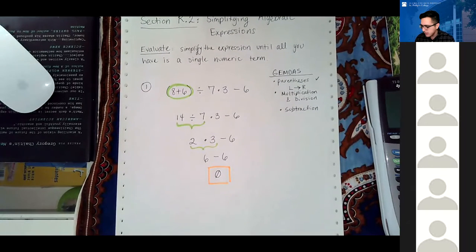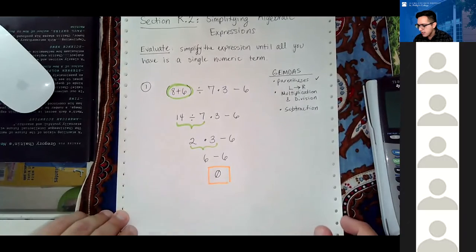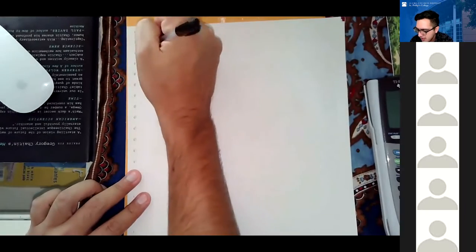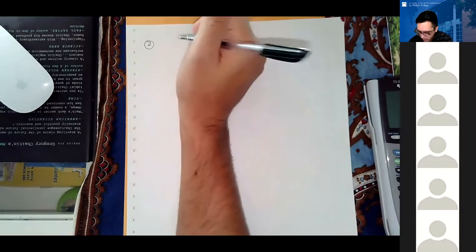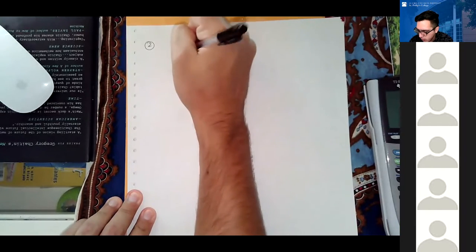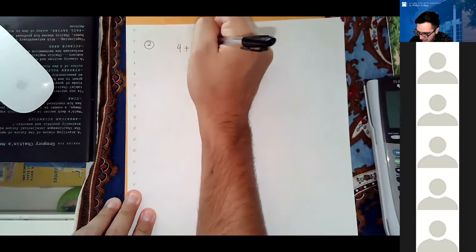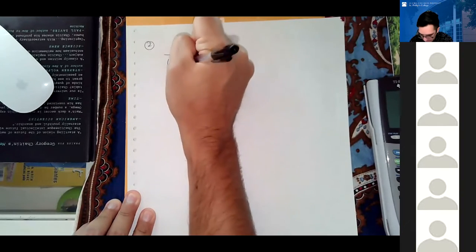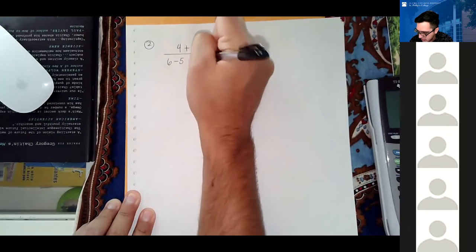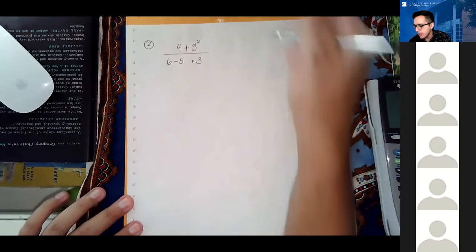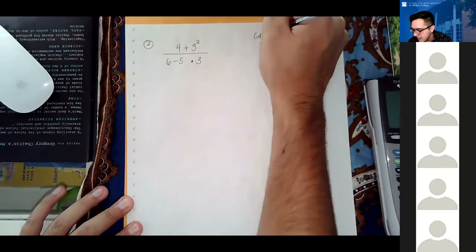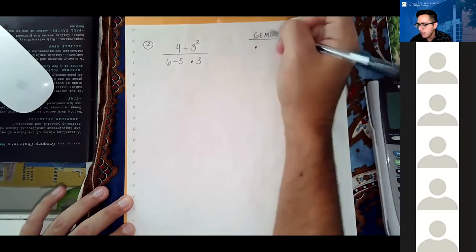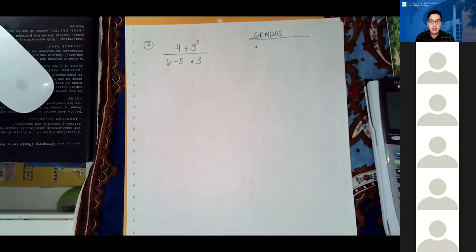Seem pretty straightforward. Okay. Well, let's take a look at another one. What if we had something that looked like 4 plus 3 squared all over 6 minus 5 times 3? Okay, I'm going to write GEMDOS just to guide us. And then let's come up with a game plan. What is the first operation that we need to take care of here?